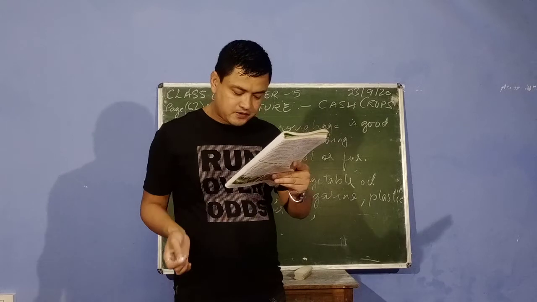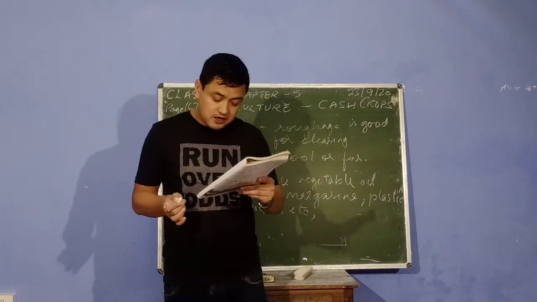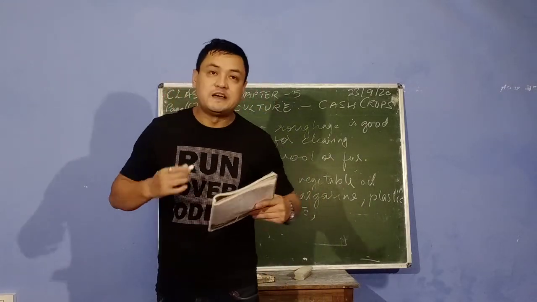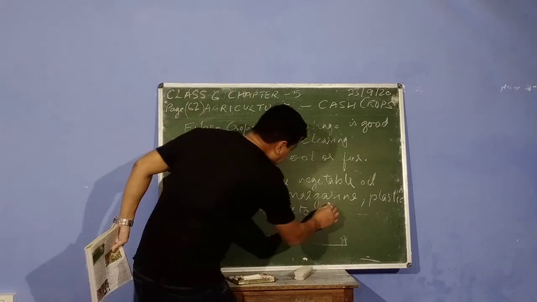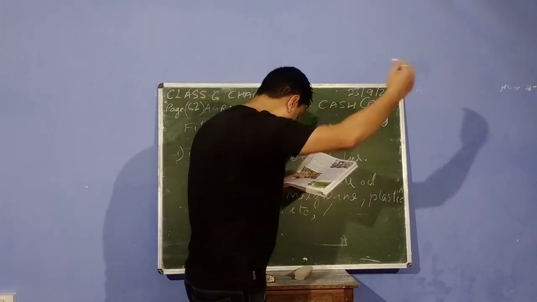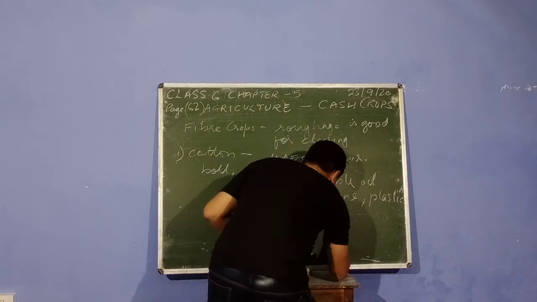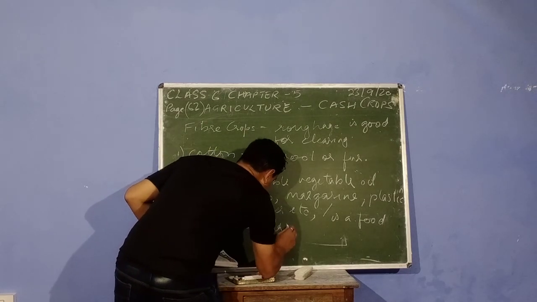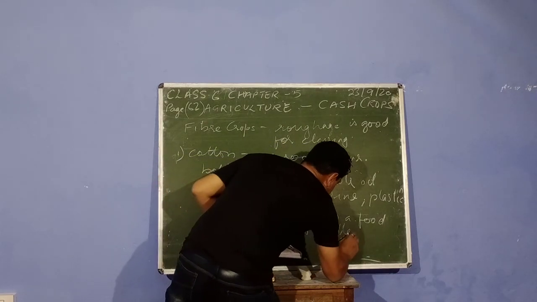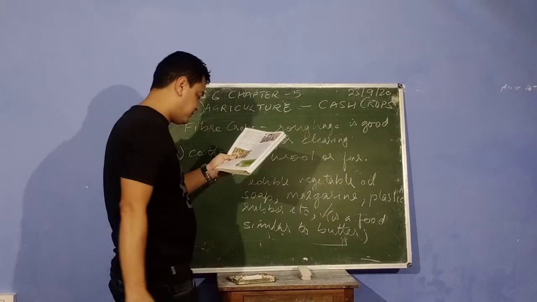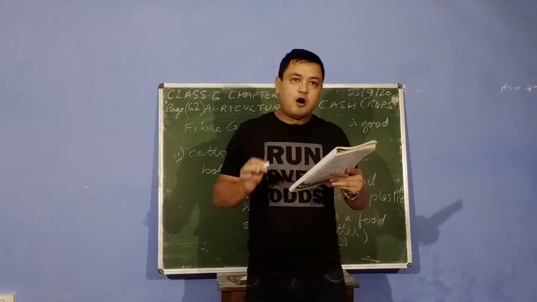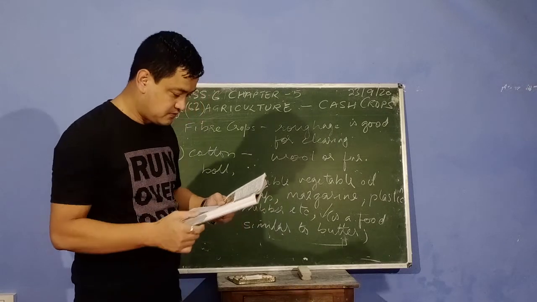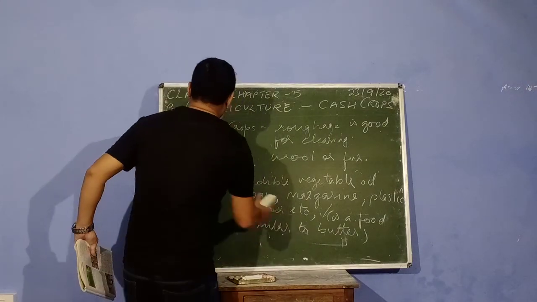So what is margarine? Margarine is a food similar to butter, made of animal or vegetable fat. So cotton seed basically contains fat. Remember that.